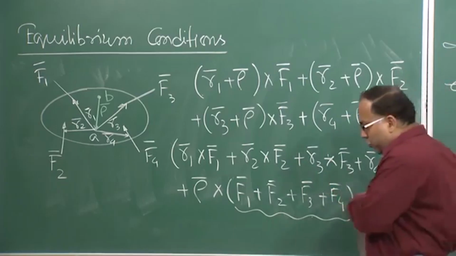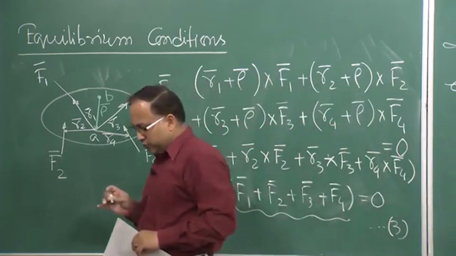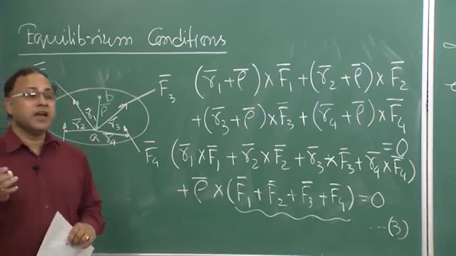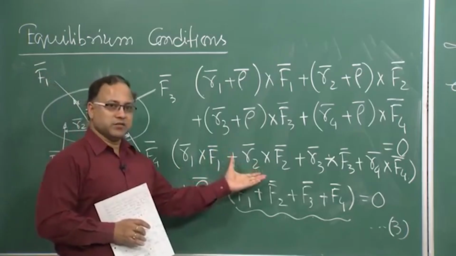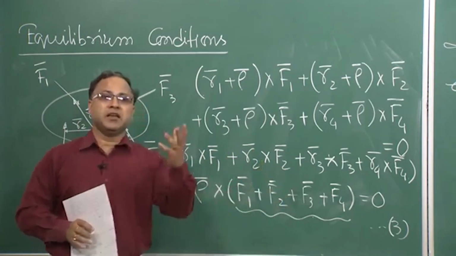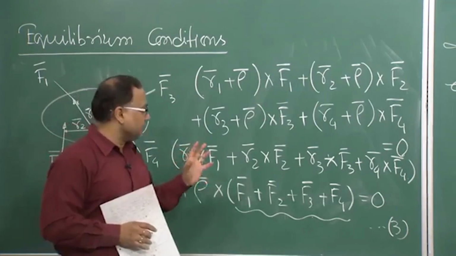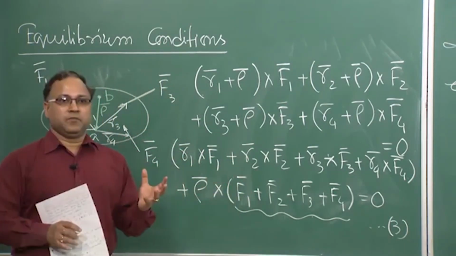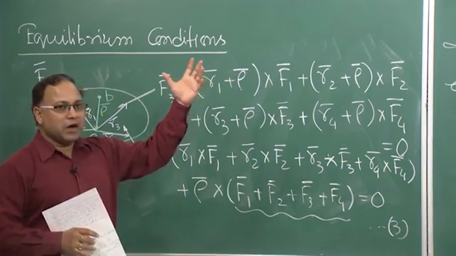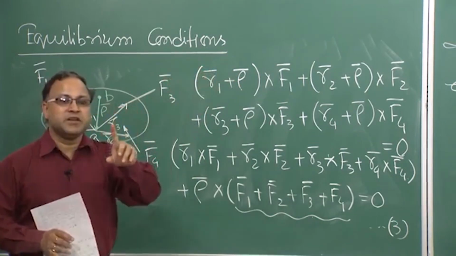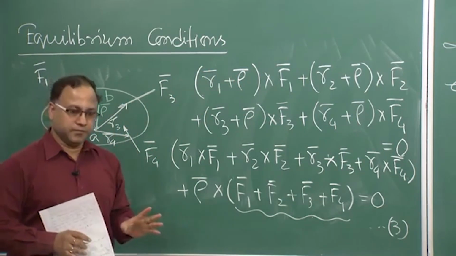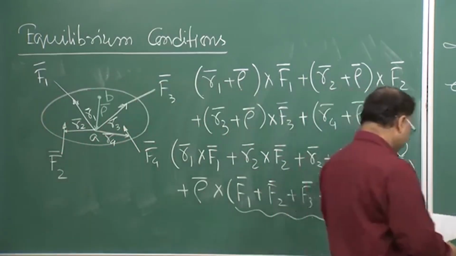See, if this rule is not followed, then you should get different equations. So, equation 3 should be different than equation 2, that you are not getting. That insists that you are only getting two independent equations of equilibrium.